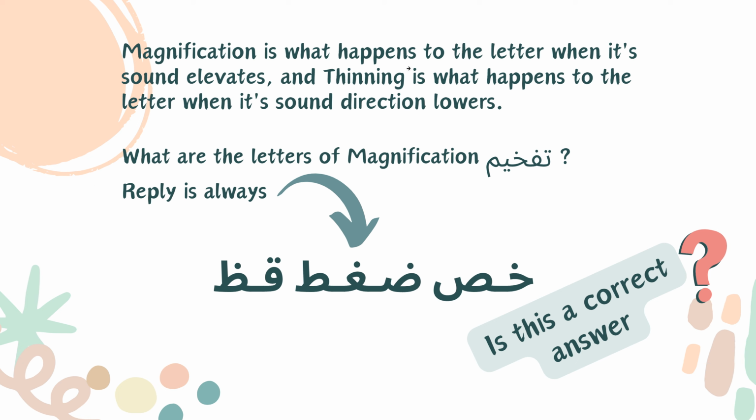Magnification is what happens to the letter when its sound elevates. So the sound elevates, causing the letter to be magnified. And the same with the thinning. Thinning is a result. This is what happens to the letter when its sound direction lowers. Okay?